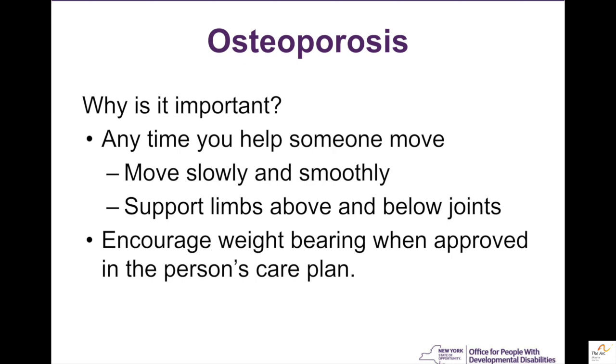So osteoporosis, just knowing if people have this diagnosis is very important. With anyone that you work with, you want to make sure that you're moving people slowly and smoothly, but it's especially important with people who have osteoporosis because they are more fragile and they're more at risk for injury. You want to support their limbs above and below joints. We're never pulling on arms or legs. Really, the best place to move people is by supporting at their shoulders and their trunk, or using a piece of mechanical equipment. And you always want to encourage weight bearing when it's approved in the person's care plan. So like I said, you want to give their bones that input to stay strong.